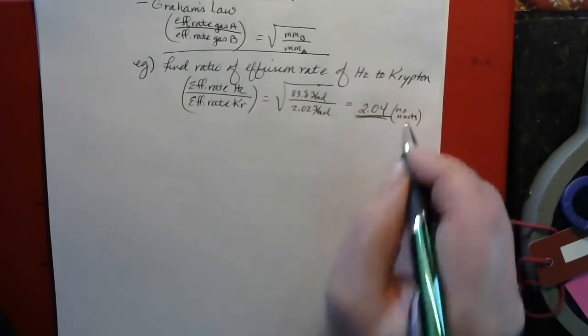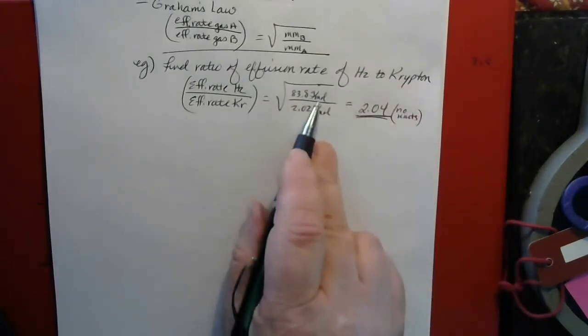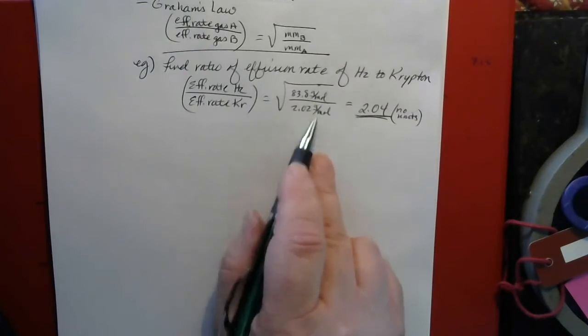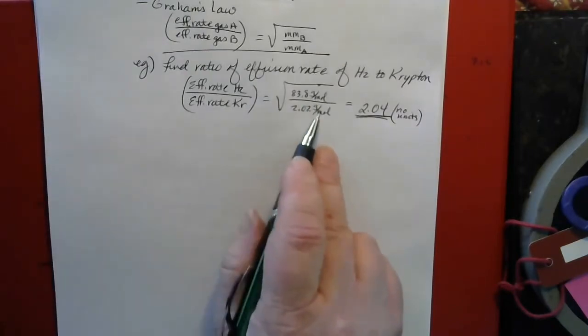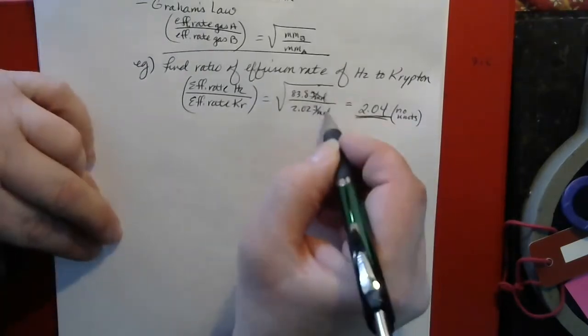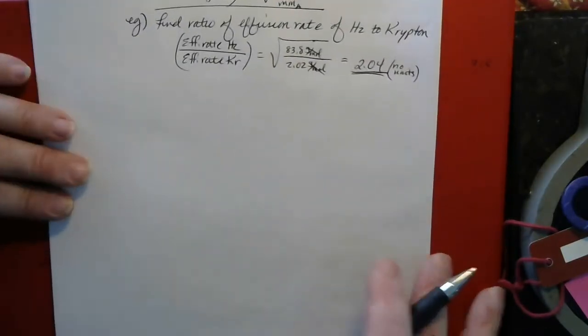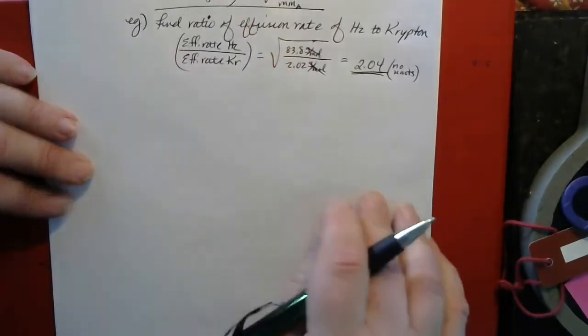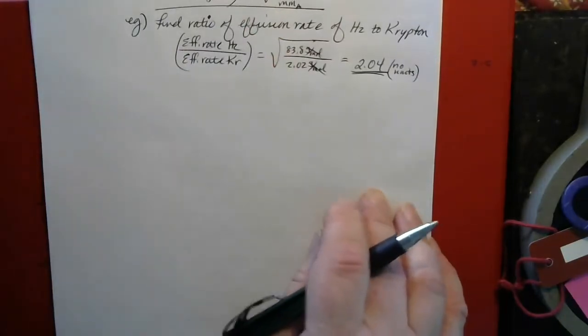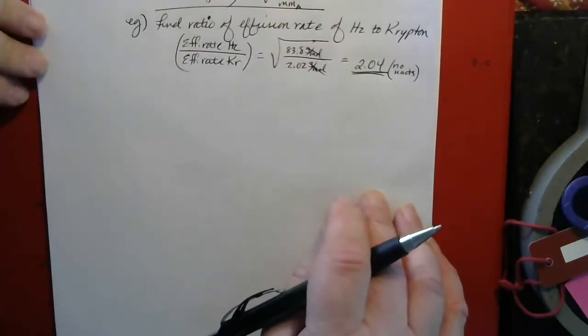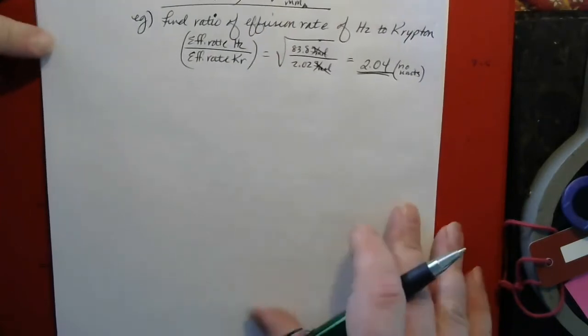You'll notice that there are no units, because the units disappeared: grams per mole divided by grams per mole cancels out. So there are no units. It's just a number. Okay, so that's kind of a quick review of effusion.